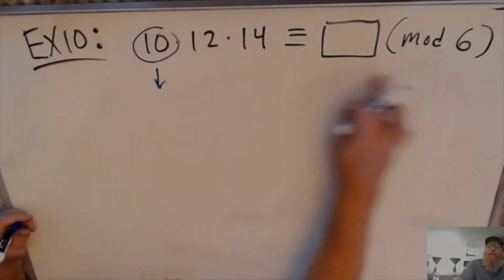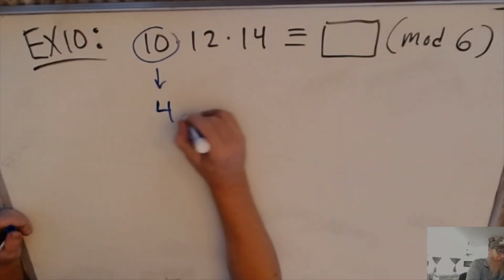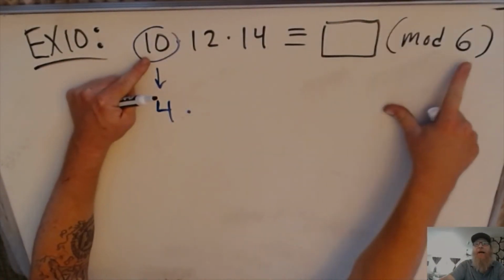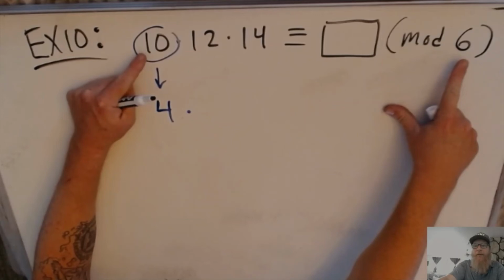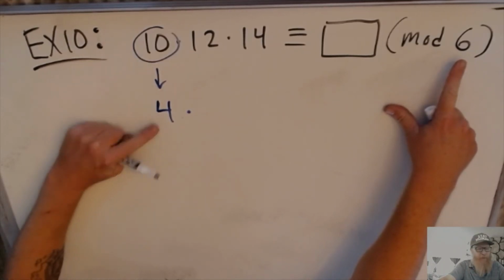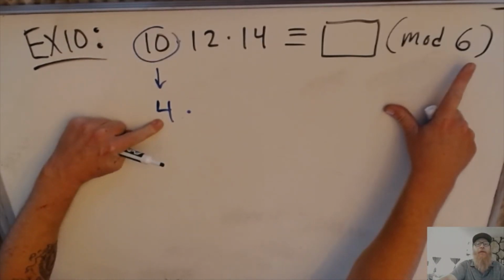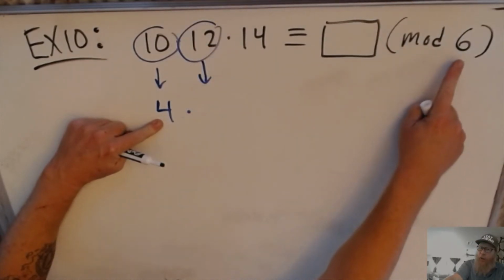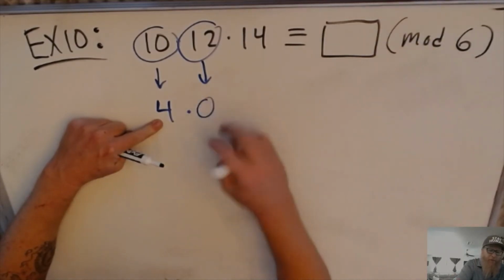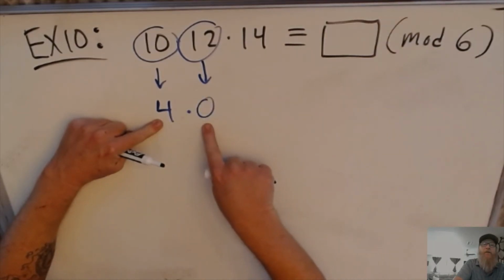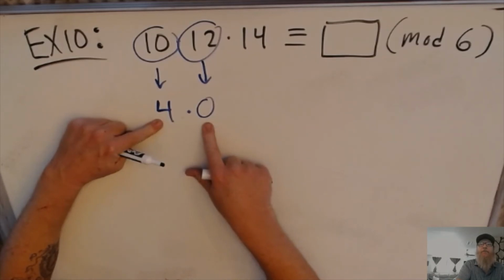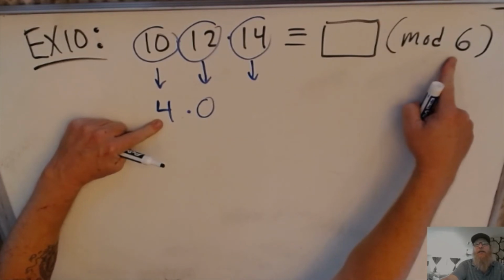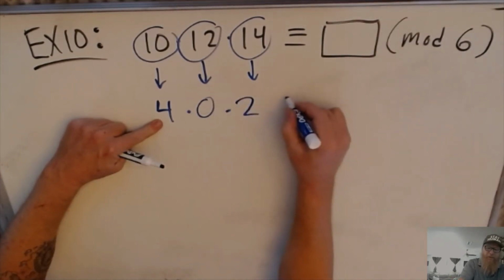10, if you think of it mod 6, 10 acts like 4. Again, just do mental math. 10 divided by 6 is 1. We don't care about the 1. We only care about the remainder. The remainder is 4. 12 divided by 6 is 2 with no remainder. So the remainder is 0. So 12 acts like 0. And then 14 divided by 6 is 2 with a remainder of 2.